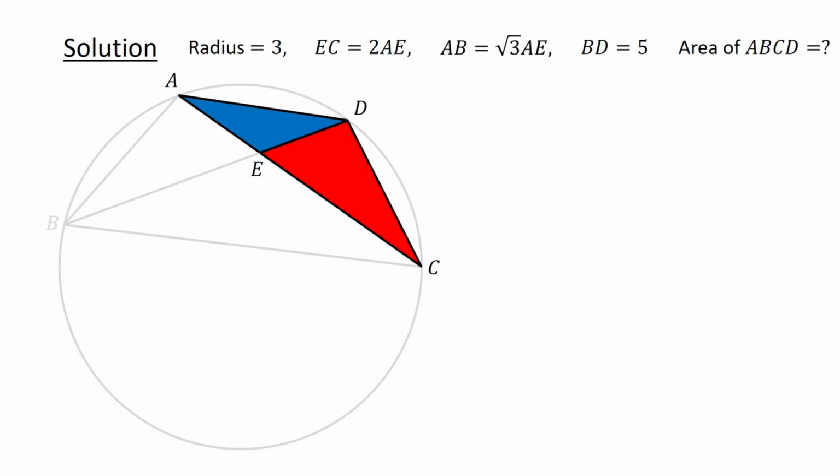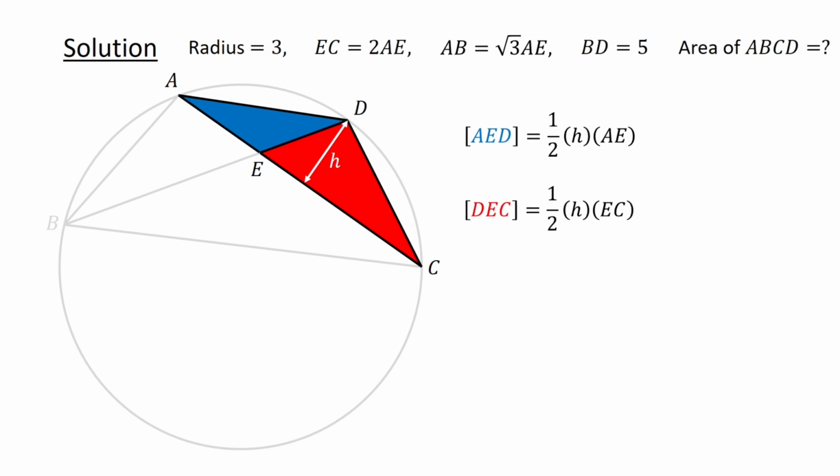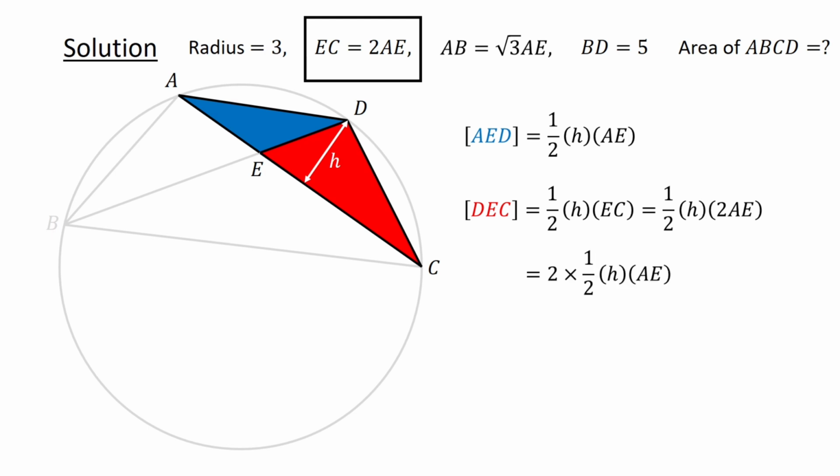Next, focus on triangles AED and DEC. They share the same height, which we will denote as h. Area of AED is then given by half times h times AE, while the area of DEC is half times h times EC. Since EC equals 2AE, area of DEC equals half times h times 2AE, or 2 times half times h times AE.